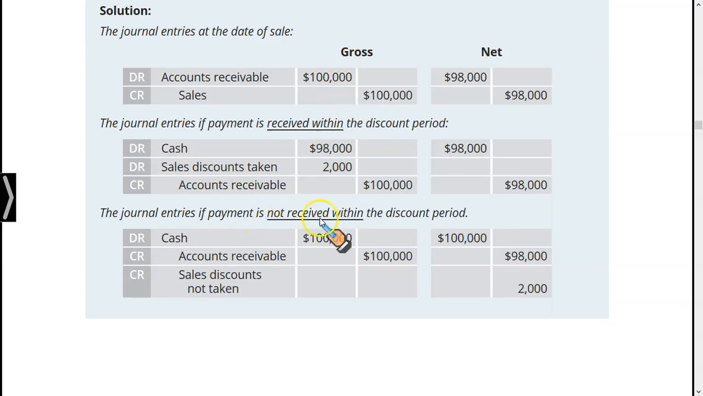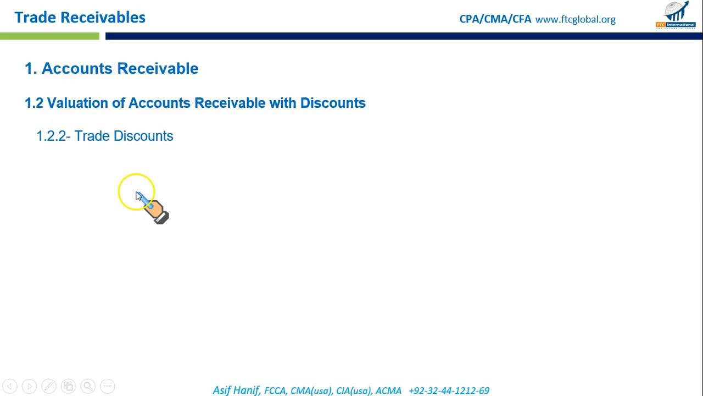And under the gross method, if the customer doesn't avail the discount, he pays the full amount on the due date on the 30th day: debit cash, credit account receivable. But in the case where the customer in the net method decides not to take the discount, and rather pays the full amount on the due date, what we do is debit cash, credit receivable to remove this 98,000, and then this 2,000 is credited as sales discount not taken. This is taken as revenue.